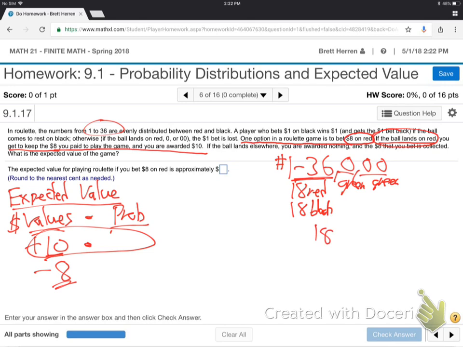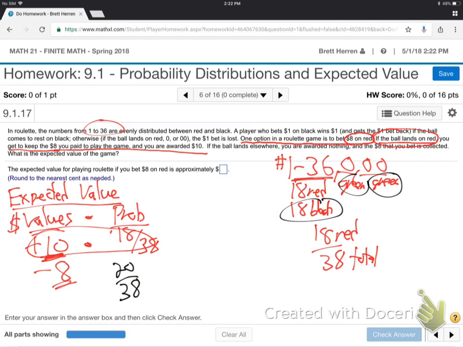So 18 red out of 38 total is the chance of landing on red. Remember, probability is always out of total. So 18 out of 38 is the chance that you'll win $10 on red. That's the probability. And what's the chance you'll lose, you don't get red? The 18 black and the two green, 20 out of 38. A little more likely. There's 20 spots because of the 18 black and the zero and the double zero, the two green ones.